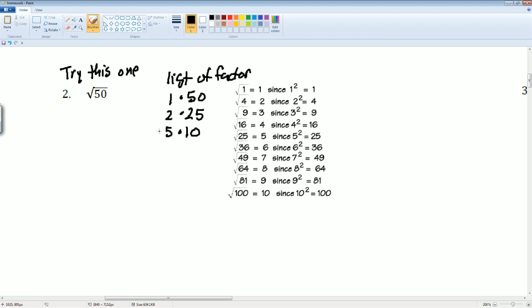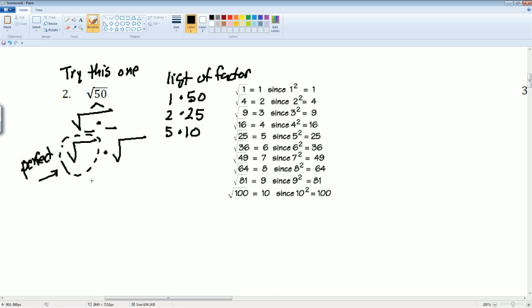Okay. Again, make sure you break this down. So let me show you. This should be broken down into something like this. Okay. Something multiplies by something else. Then it is broken down to this times this. And one of these has to be perfect. Okay. All right. Then you get your answer. Okay. There you go. Try number 2.